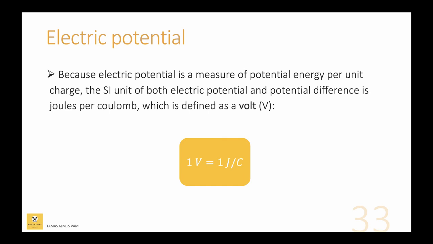So this potential is the measure of the potential energy per unit charge. So the SI unit of both the electric potential and the potential difference is joules per coulomb, which is defined to be a volt. So 1 volt is 1 joule per coulomb.